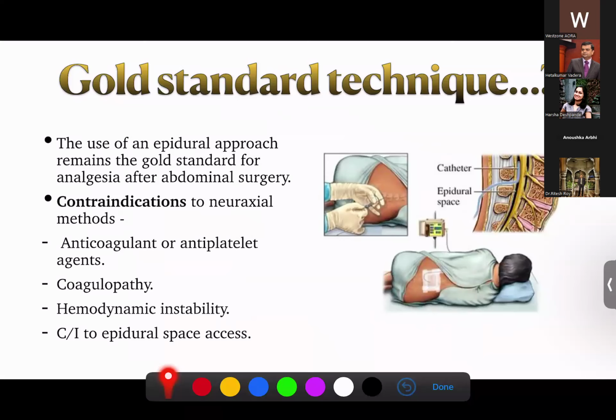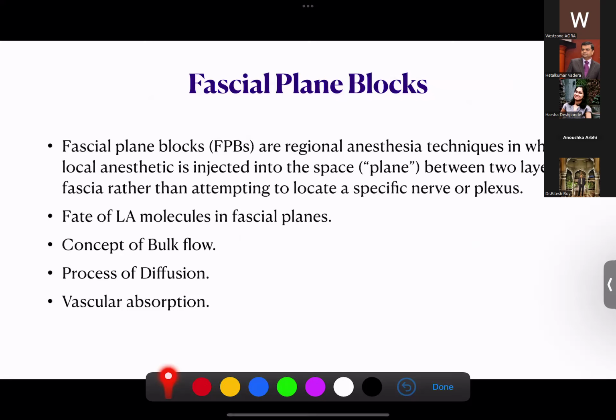Now, what is the gold standard technique? Use of an epidural approach always remains the gold standard technique for analgesia after or during abdominal surgery. This is because it covers both the somatic and the visceral components of the pain during the surgery. However, there may be contraindications to these neuraxial methods, and these may be that the patient is on antiplatelet or anticoagulant agents, the patient has some coagulopathy, there might be hemodynamic instability or sepsis, and there might be a contraindication to epidural space access. Hence, we move towards the fascial plane blocks.